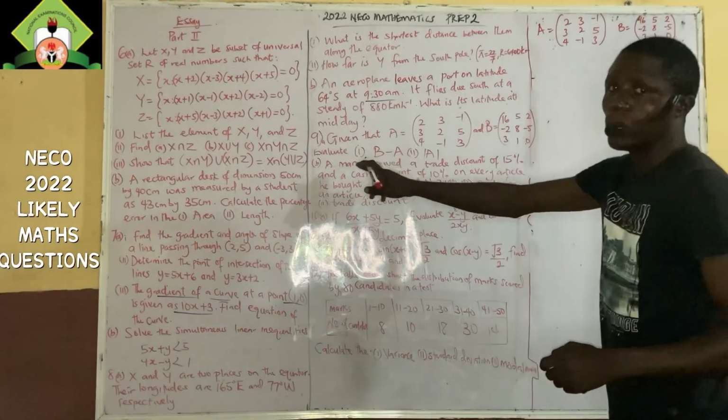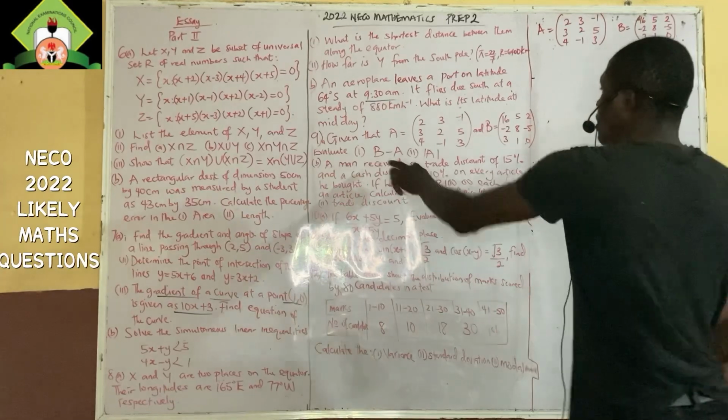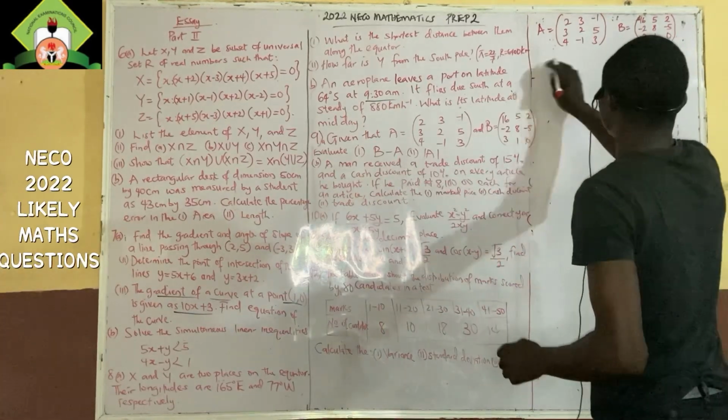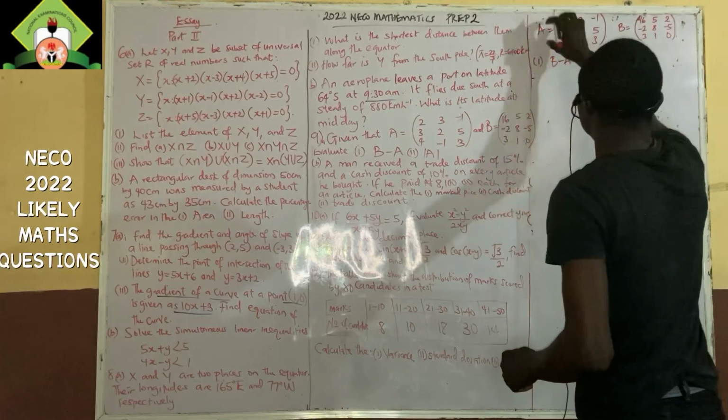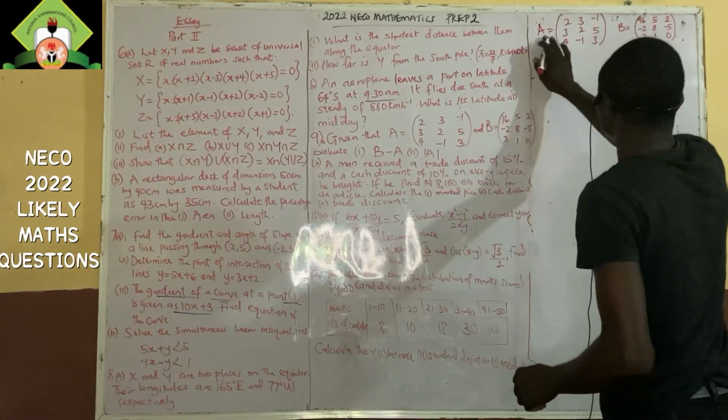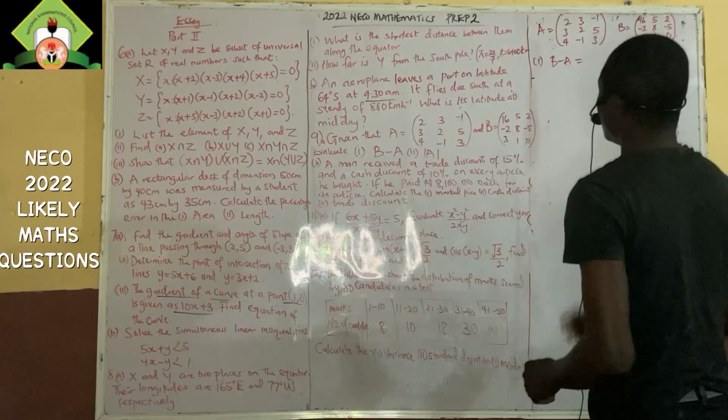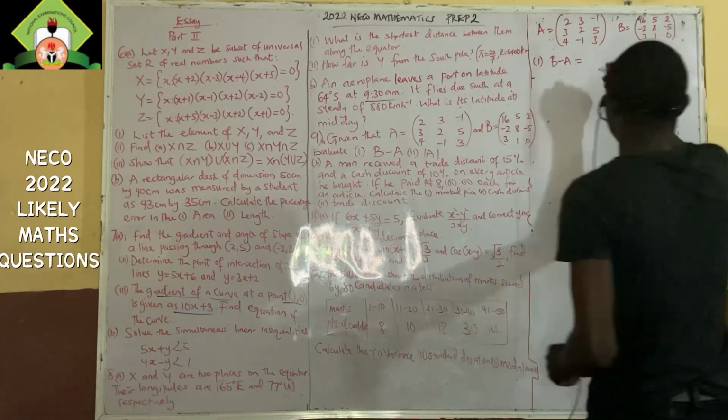Now evaluate Roman figure 1, B minus A. We have to find what? Roman figure 1, B minus A. That is matrix B minus matrix A. So this is subtraction of matrices. So how do you go about that?